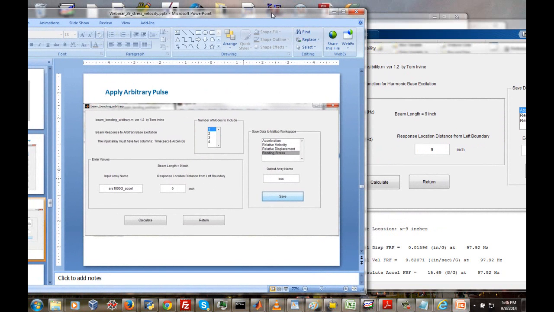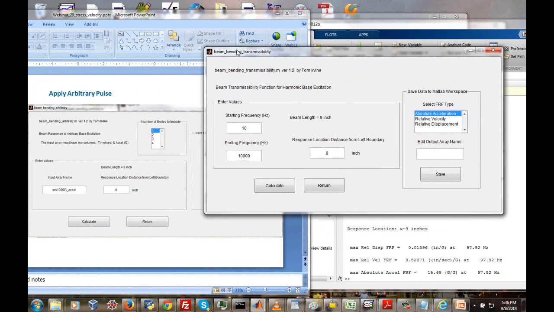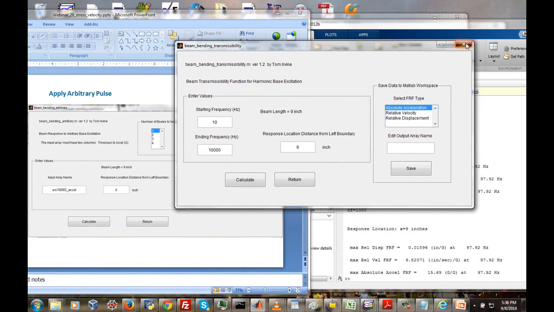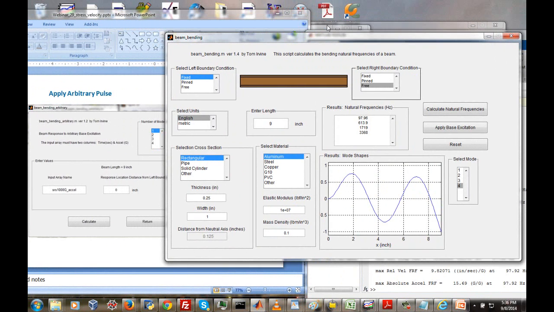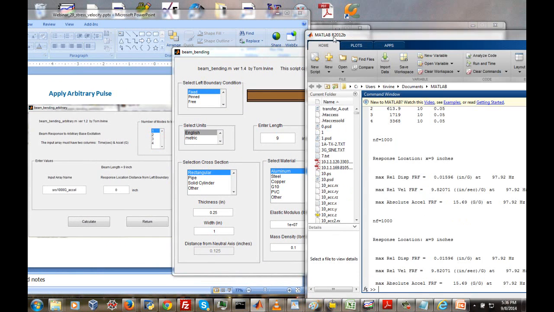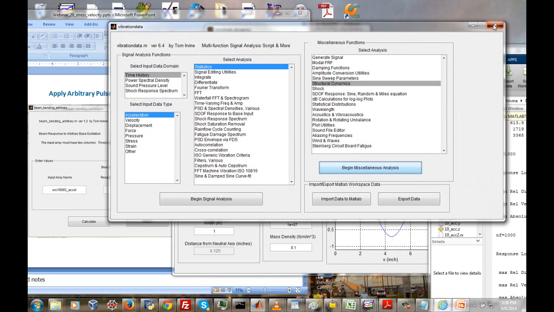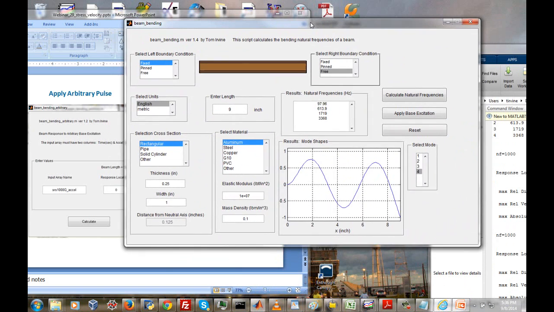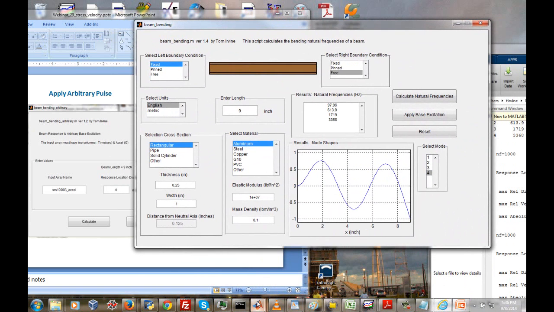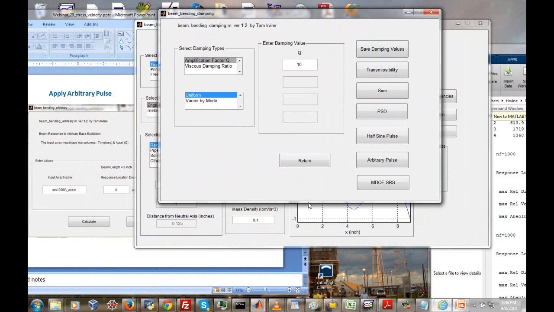Okay, so the next thing we're going to do is apply an arbitrary pulse. So it's going to be that shock pulse we talked about earlier. So I'm going to click out of the transmissibility function. And let's see where we need to go back to. These dialogues kind of get overlapping with one another. I may have to go back. Let me just double check something here real quick. Let's see if we, okay, this is where we need to go back to.